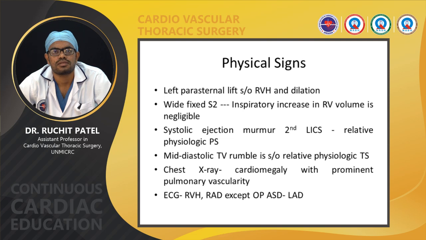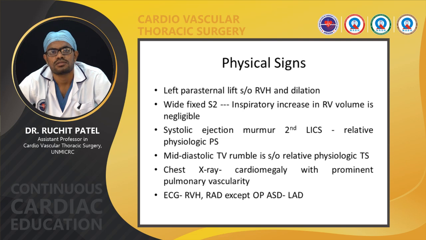On clinical examination, there is presence of a left parasternal lift that suggests right ventricular hypertrophy and dilation. There is a wide fixed split S2 because the RV is already volume overloaded, so it is not able to accommodate further volume during inspiration. There is a systolic ejection murmur that can be present in the second left intercostal space, suggestive of physiological pulmonary stenosis. Similarly, there may be a mid-diastolic rumble across the tricuspid valve.